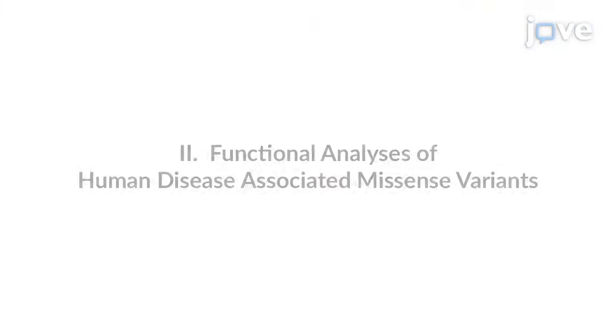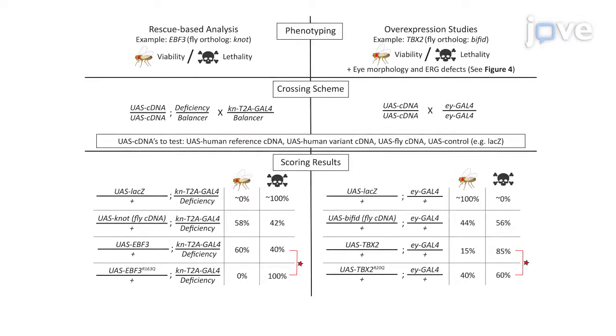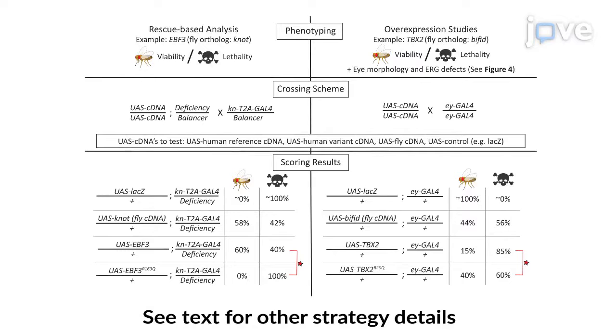Identifying reproducible phenotypes in flies that reflect protein function can be challenging. The phenotypes may vary from gene to gene and can be subtle. Functional studies of variants in human proteins using Drosophila can be performed based on rescue experiments or overexpression studies.